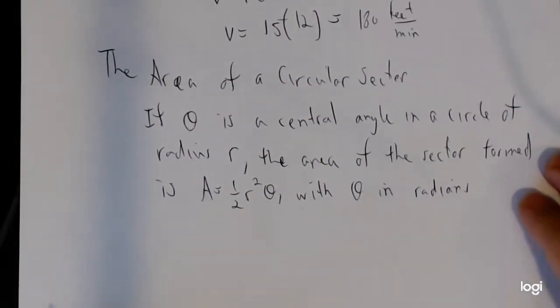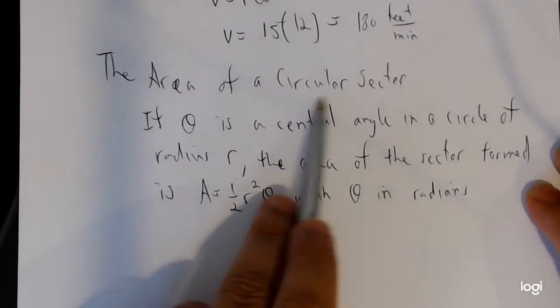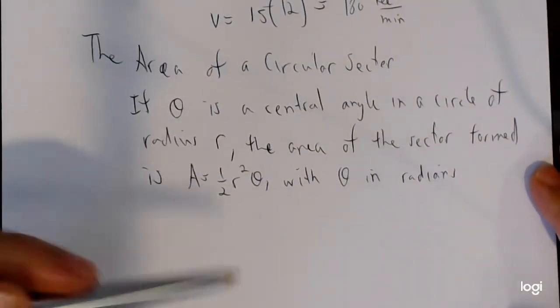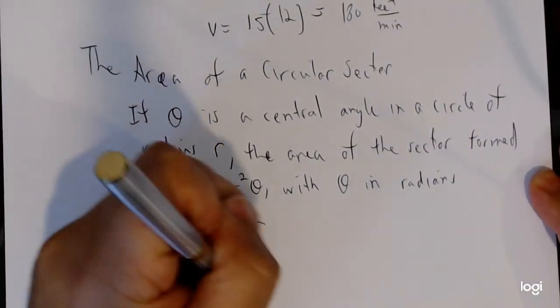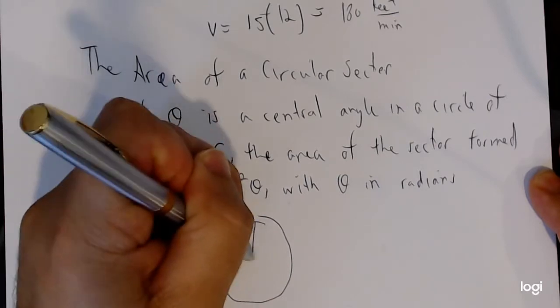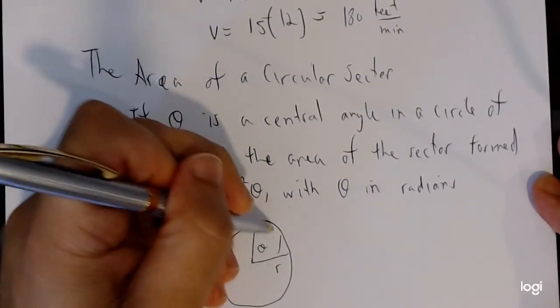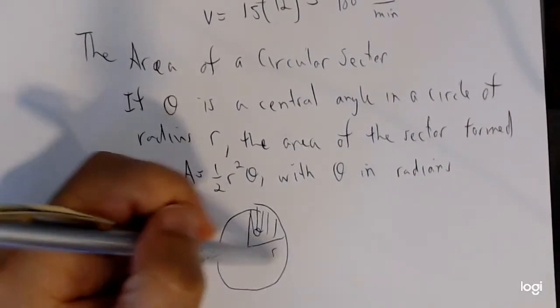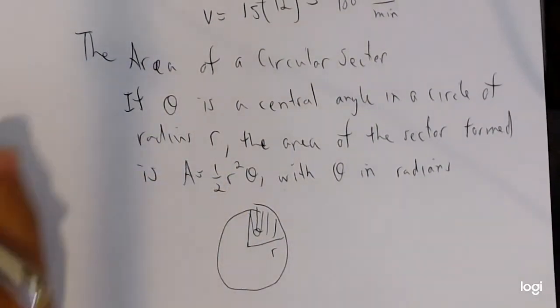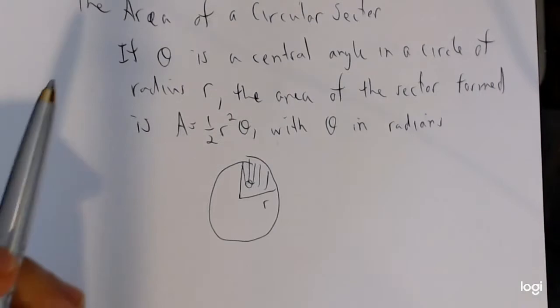Now if you recall, you have worked with areas of circles. A circular sector is a part of a circle. So for example, if I have a circle and this is my central angle theta, and I know the radius of the circle, then I can find the area of that piece of the pie, which is 1/2 r squared theta.